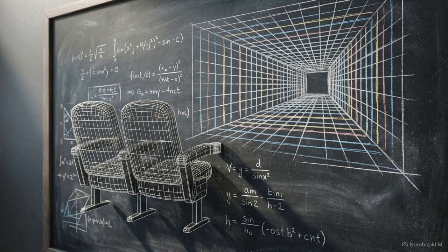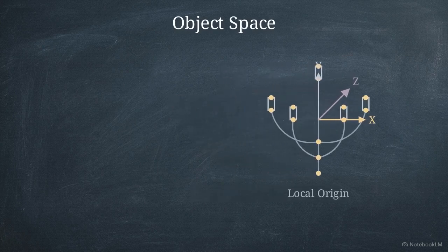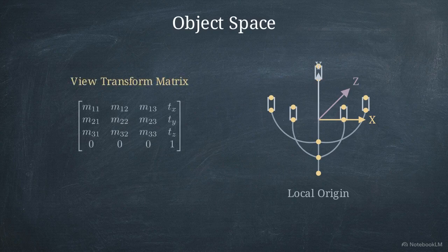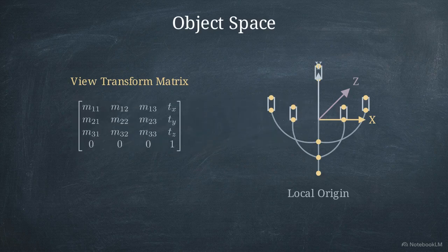This diagram isolates the chandelier in object space. Here, vertices only understand their local position relative to their own center point. These raw points have no mathematical concept of where the viewer is located or what exists around them. To build a spatial relationship, the rendering engine applies the view transform matrix.